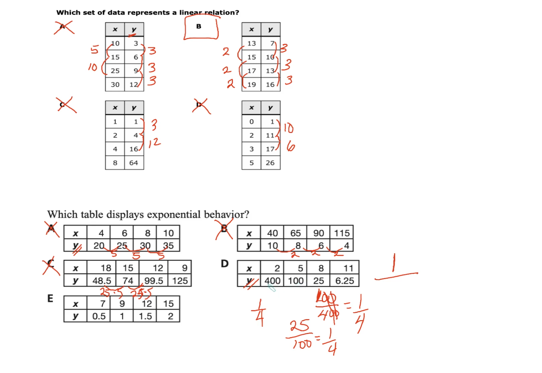Now I know I can't multiply because I'm decreasing. So what number would I divide by? So 400 divided by 4 will give me 100. 100 divided by 4 will give me 25. And if I took 25 and divided it by 6.25, I would get 4. Now if you don't like doing it that way, you can write your ratio. So remember, you're going to put 100 over 400, and that gave you 1 over 4.